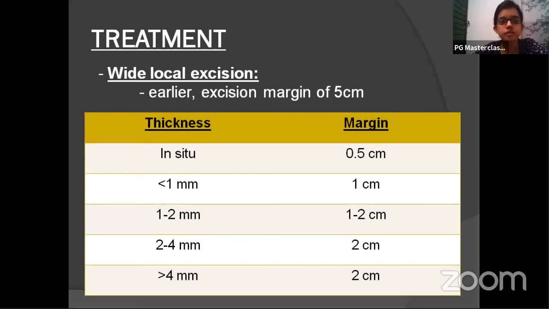The standard treatment is wide local excision. Earlier we used to keep an excision margin of 5 centimeters, but currently a maximum margin of 2 centimeters is acceptable. For an in situ lesion, a margin of 0.5 centimeters is sufficient, and for a thickness of less than 1 millimeter, a margin of 1 centimeter is enough. For a 1 to 2 millimeter thick lesion, a margin of 1 to 2 centimeters is sufficient. And for lesions more than 2 millimeters in thickness, a 2 centimeter margin is advisable.